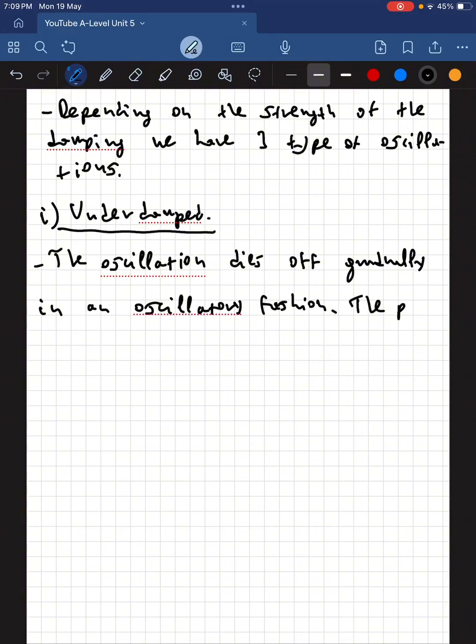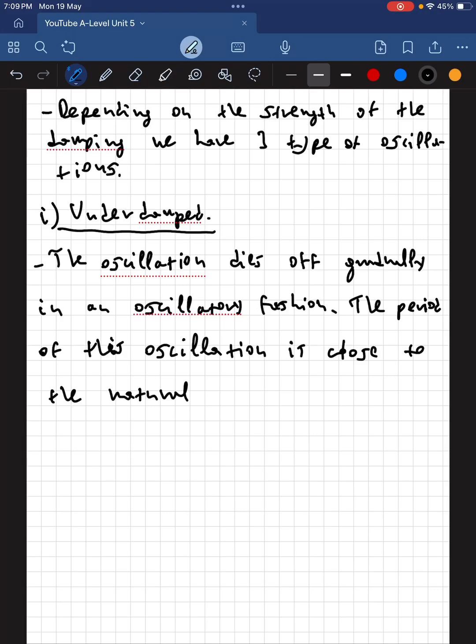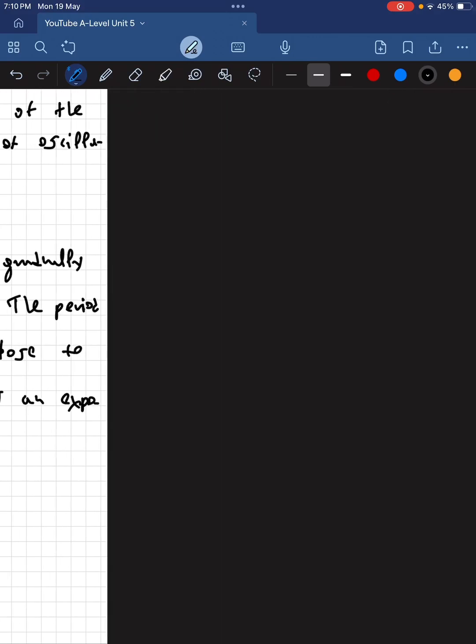The period of this oscillation is close to the natural one. And there is an exponential envelope around the oscillation, and I'm gonna use a plot to demonstrate this.